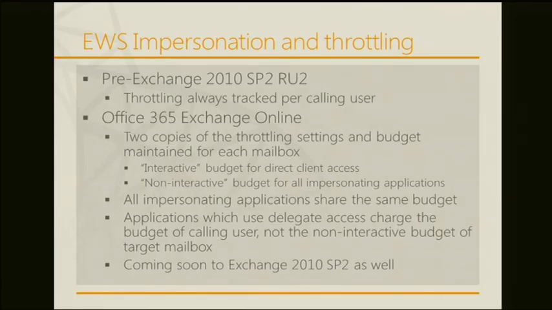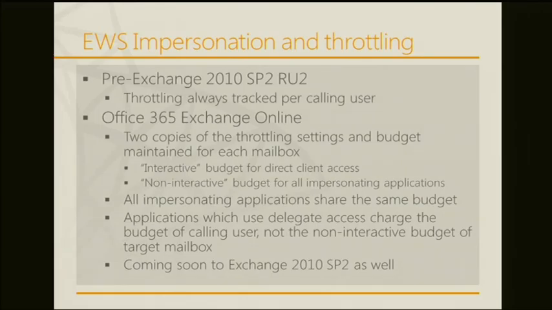In Exchange Online, we have a change where we maintain two separate copies of a budget. We have one we would call the interactive budget, and that's for the client or the user accessing their own mailbox. So I log in as Matt Steele, I'm accessing my own mailbox, and I get the throttling policy settings for myself. There's a separate copy, what we call the non-interactive budget, and that would be a service account that's impersonating Matt Steele accessing my mailbox.